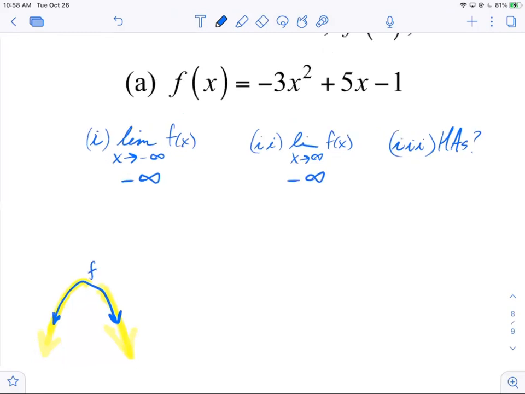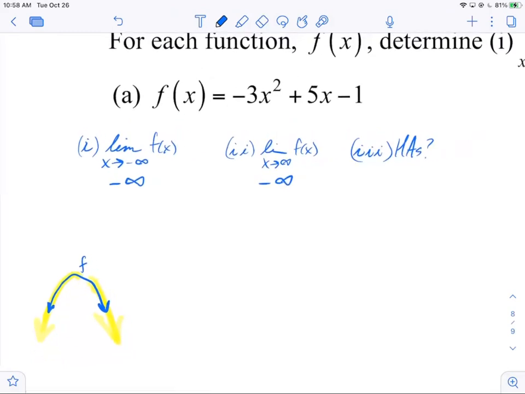Now, all we got to do for part III is look at those two and ask ourselves, are either one of those a finite y value? No, in fact, they are both what? Not finite, but infinite. Infinite means infinite, right? So we'll just put none.